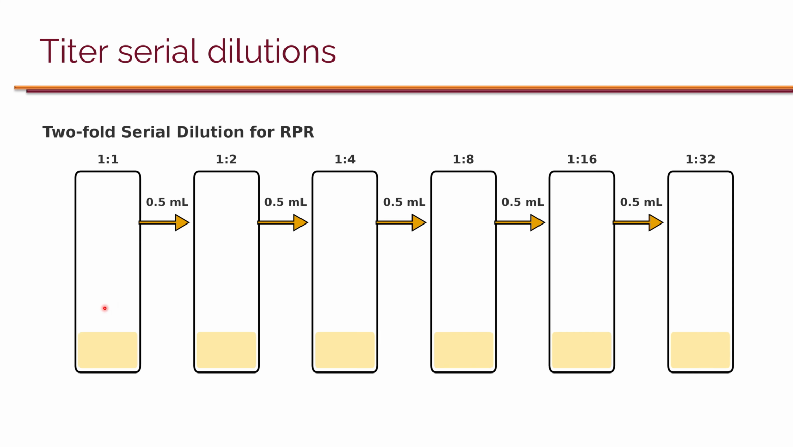So for example, if we have a sample that was reactive in the first one, reactive in the second one, reactive in the third one, reactive in the fourth one, and non-reactive in the fifth and sixth one, they will report this as a 1-to-8 dilution. That's how they measure. So when you have less of the antibodies, this will become non-reactive faster. So a 1-to-2 means you have less of the antibodies compared to a 1-to-32 dilution.